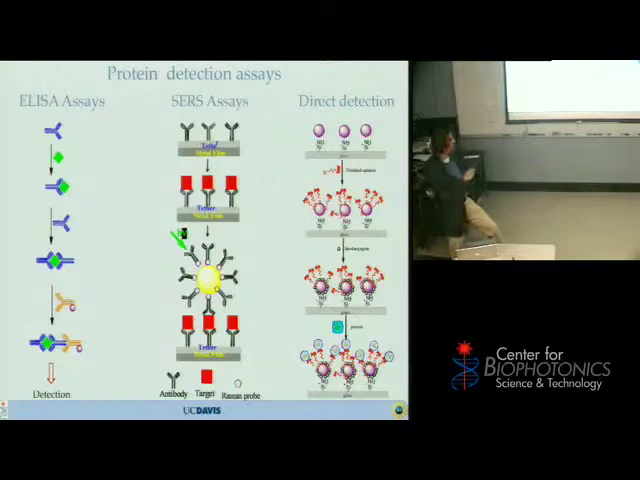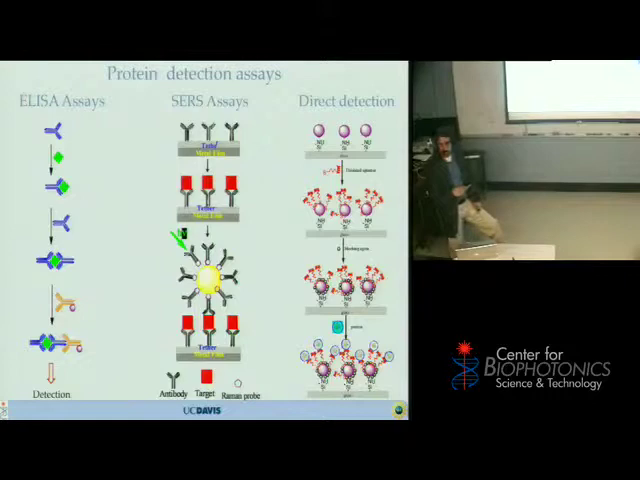But different assays are developed besides this one, and they are aimed to detect lower and lower concentrations of antibodies or proteins present in serum, and also to be more specific. So, oftentimes it's important to be specific. So SERS can be used, surface enhanced Raman spectroscopy. So, the use of metallic nanoparticles to enhance the Raman spectrum. These metallic particles can also be used as assays.